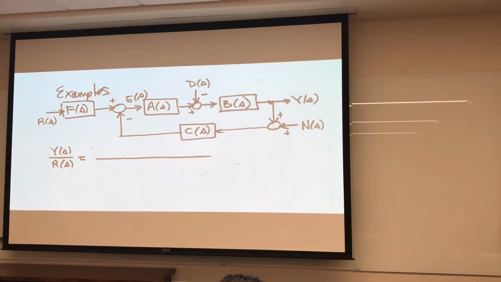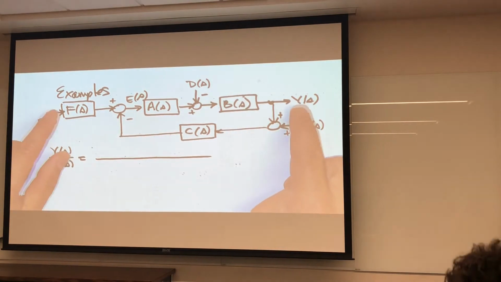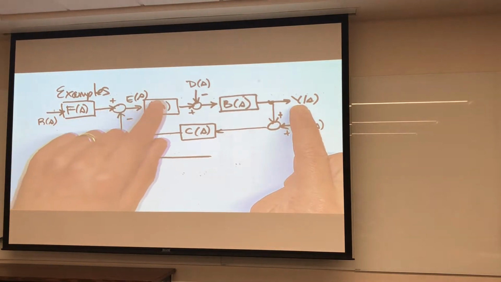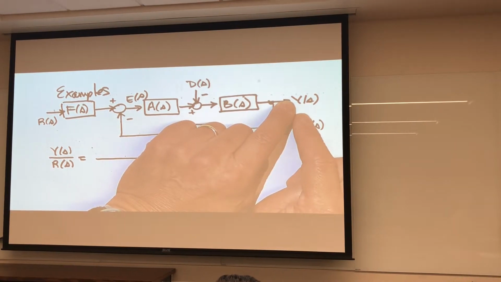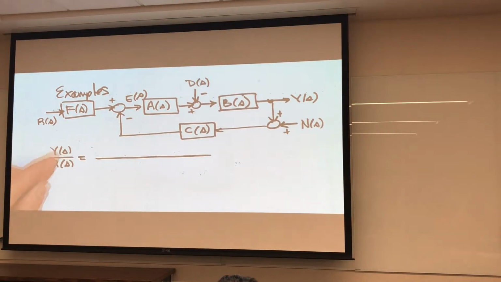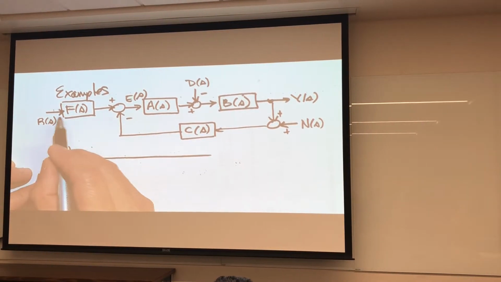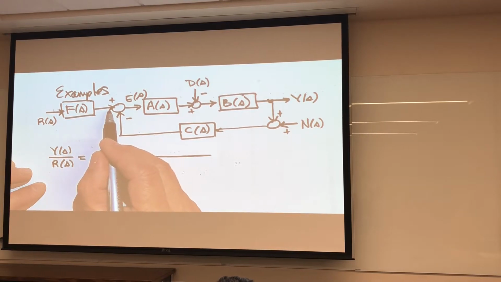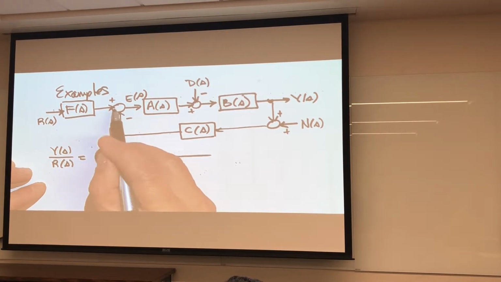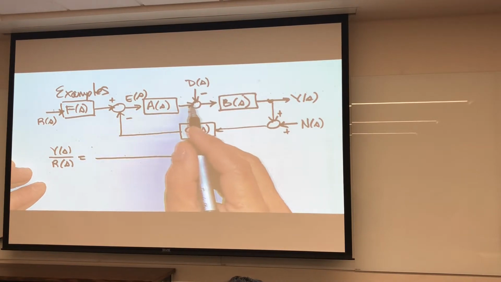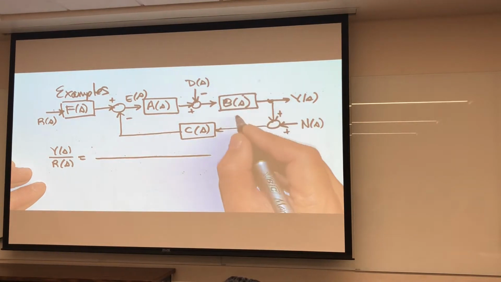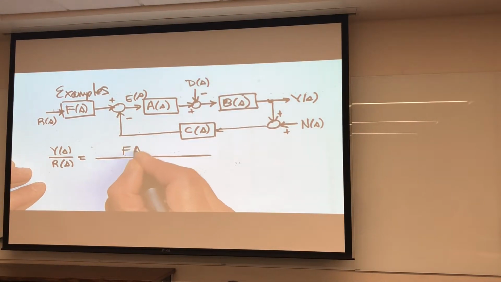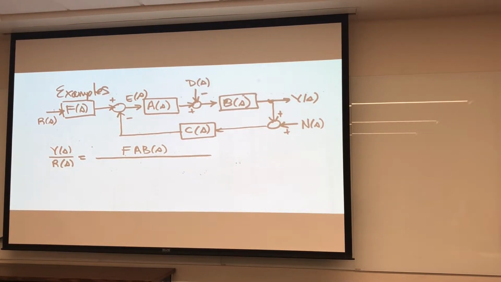Let's find the relationship between R as an input and Y as an output. So I need to find the forward gain from R to Y. I start here and move my finger along this path until I get to the output, making sure I pick up all the paths one time. I see F, that's a +1, positive, so it doesn't change anything. That's an A, and there's another gain that's just a +1. And here's a B. So the answer is F, A, B, functions of S. That's the forward gain from R to Y.